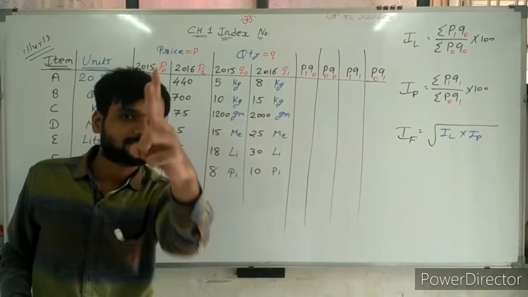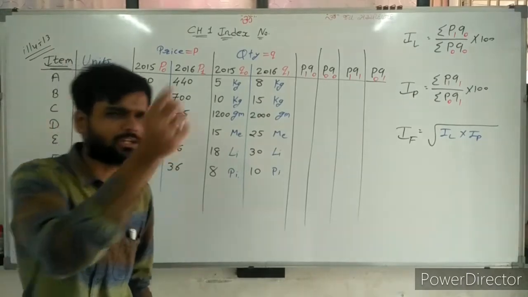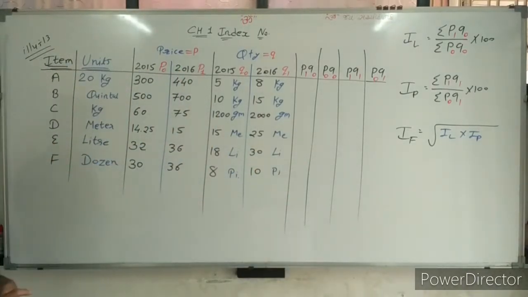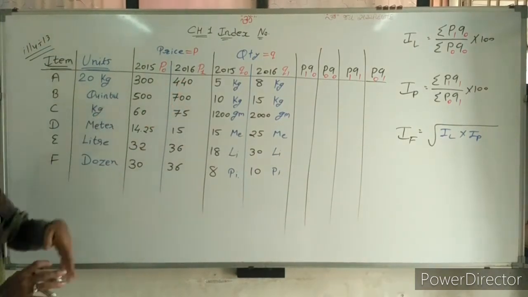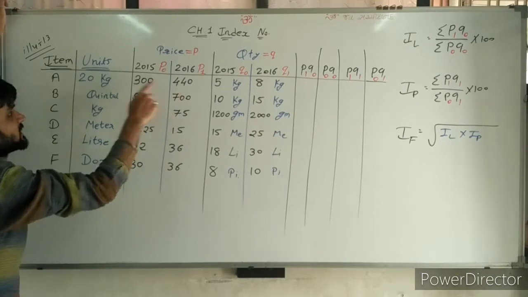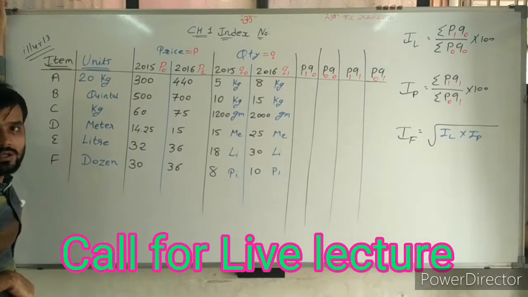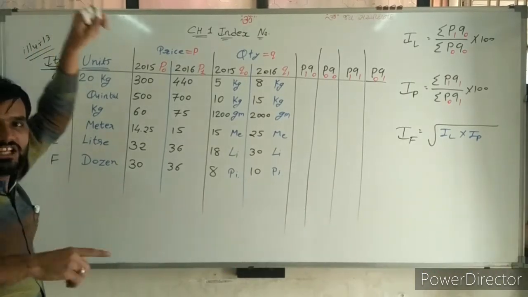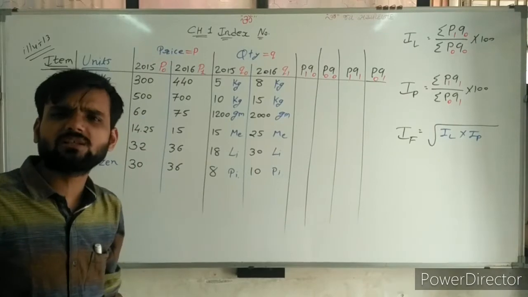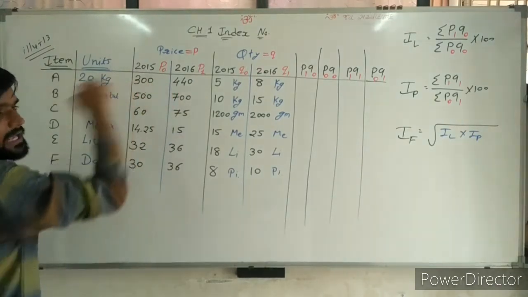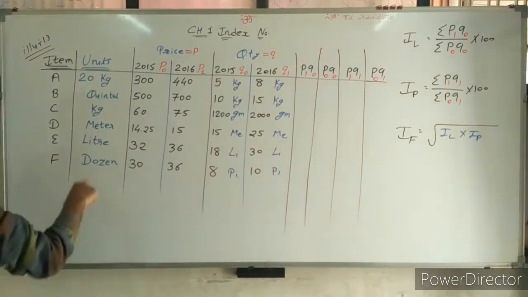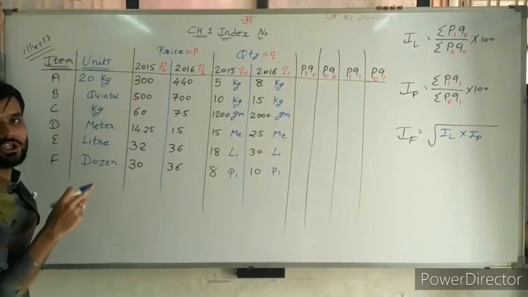First check two things that I explained to you in the last lecture. Which are the two things? See here. Item A, 20 kg price is 300. Item A, 20 kg price is 440. This is the information available to you. This price is for 20 kg. What I need is 1 kg price, not 20 kg price. So convert this 20 kg price into 1 kg price.